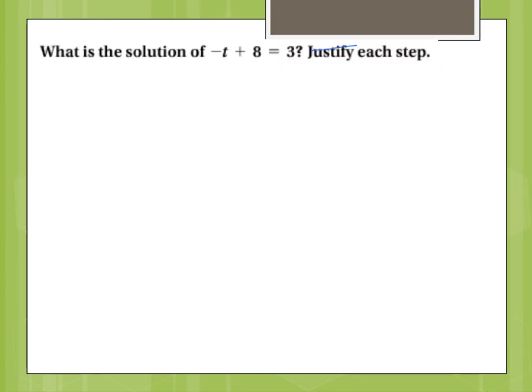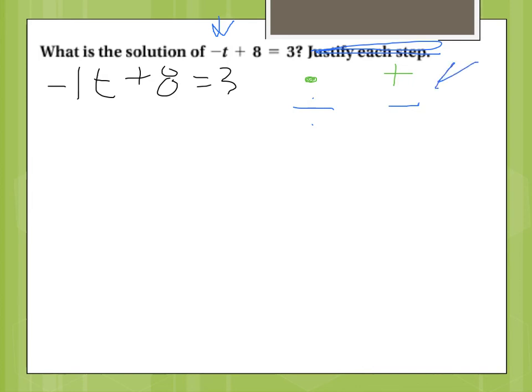You do not have to justify each step, but this one is a little trickier because of this variable. You should rewrite that, and whenever you see a negative, you should write that as a negative 1t plus 8 is equal to 3. Now I see that I have both multiplying and adding, and the opposite of multiplying would be dividing, and the opposite of adding is subtracting. Remember, you should always work backward from PEMDAS, so I'm going to first subtract 8 from both sides of my equation. So I have negative 1t is equal to negative 5.